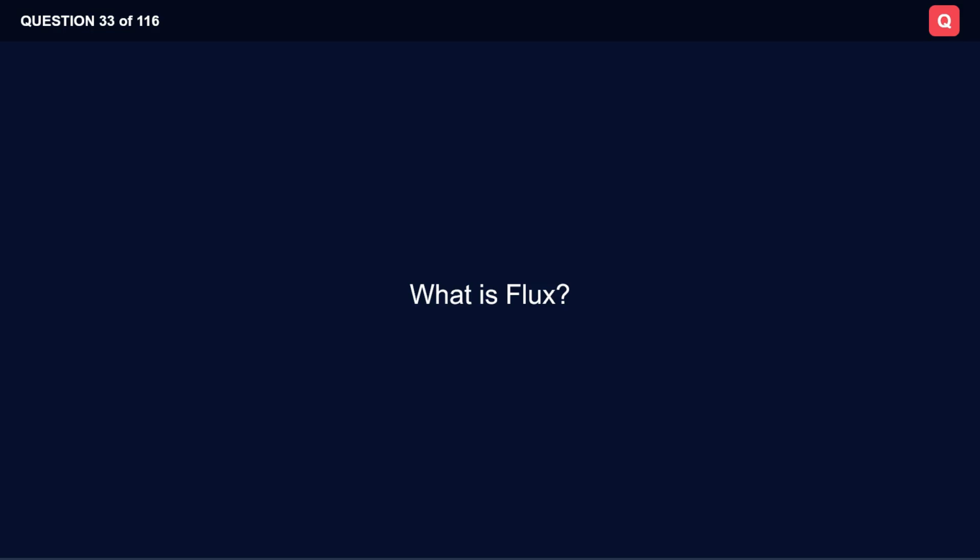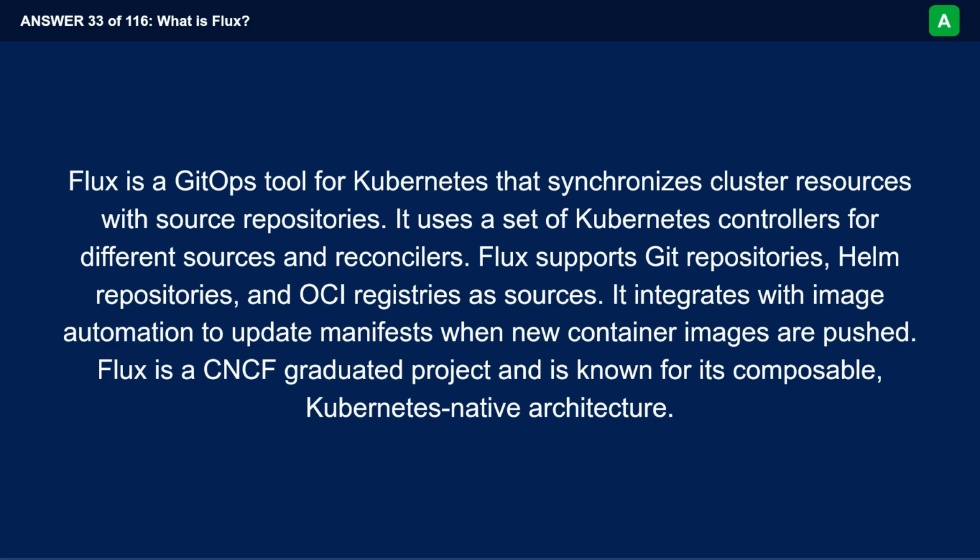What is Flux? Flux is a GitOps tool for Kubernetes that synchronizes cluster resources with source repositories. It uses a set of Kubernetes controllers for different sources and reconcilers. Flux supports Git repositories, Helm repositories, and OCI registries as sources. It integrates with image automation to update manifests when new container images are pushed. Flux is a CNCF graduated project and is known for its composable, Kubernetes native architecture.